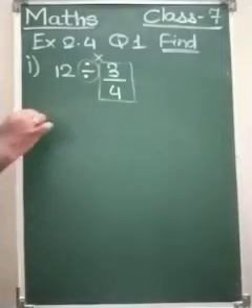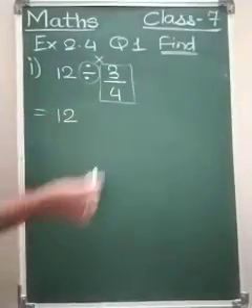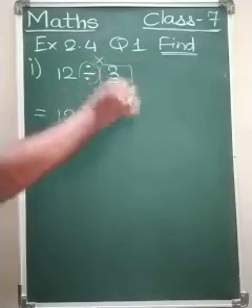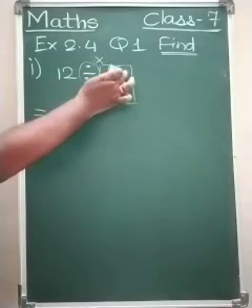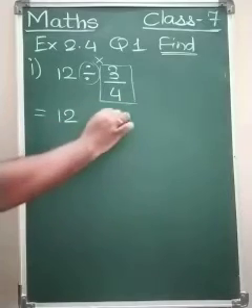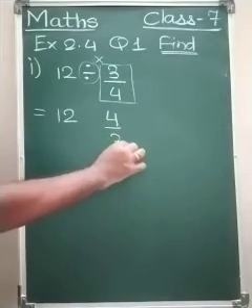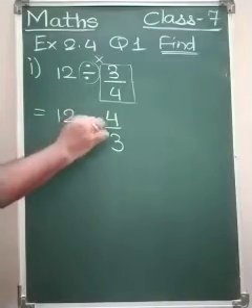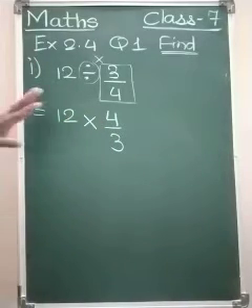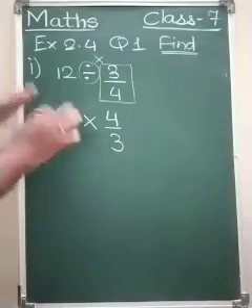So very simple. This equals to 12. First I will reciprocate this. Reciprocal of 3 upon 4. Denominator goes to numerator. Numerator comes at the denominator place. So it will be 4 upon 3. And this division sign will be converted into multiplication. Done. Now rest all is simple.